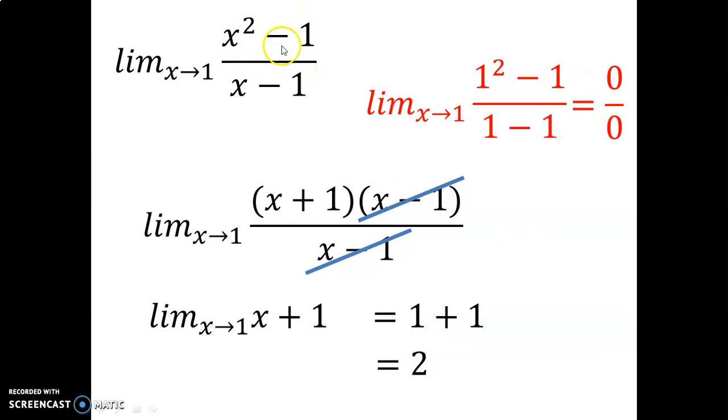Alright, there are more complicated functions than this one, but that's as complicated as we're going to look at in this course. These ones where it can factor. Otherwise, you just use the graph to figure out the limit.